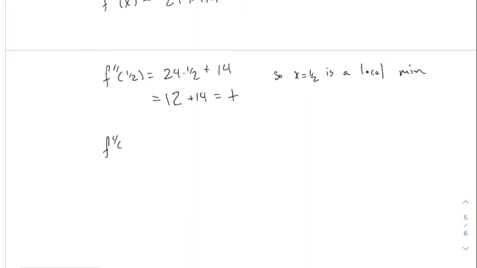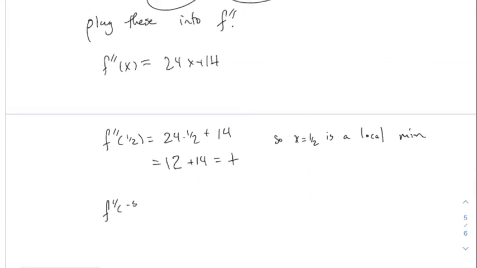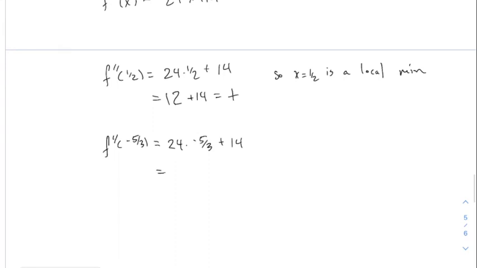F double prime of negative 5/3 equals 24 times negative 5/3 plus 14. This 24 times negative 5/3, if I do 24 over 3 is 8. So this is really 8 times negative 5 plus 14. That's negative 40 plus 14, which is still negative. So x equals negative 5/3 is a local maximum, because I got a negative there. All right? And this is how we do the second derivative test.